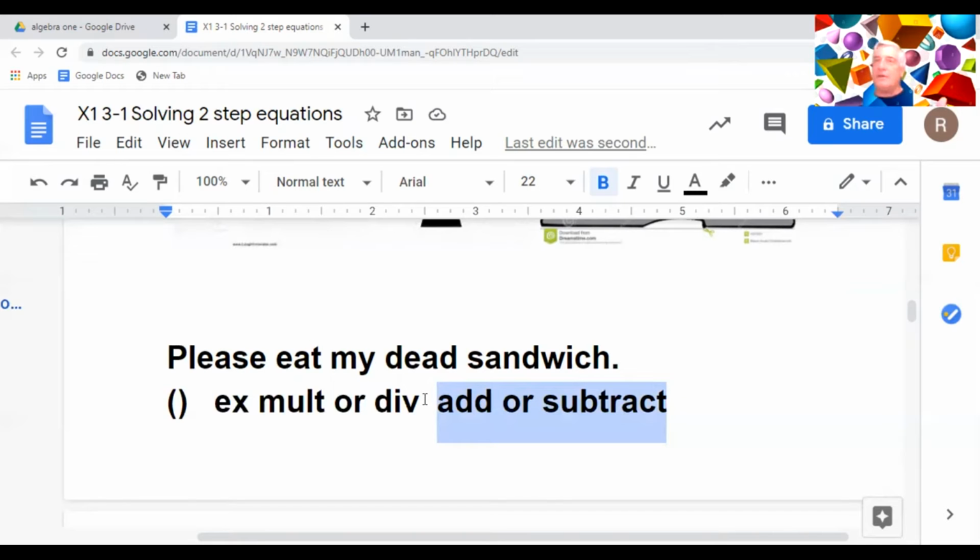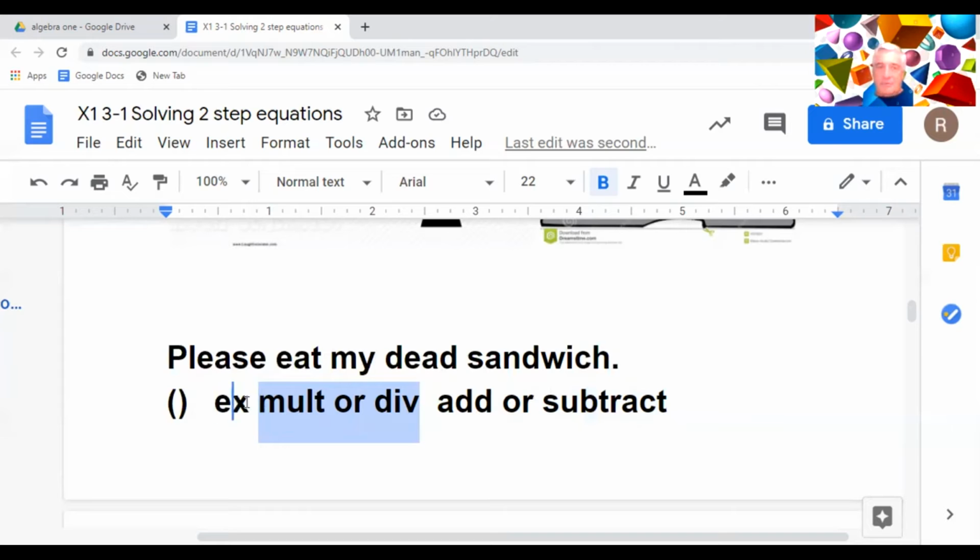How are we going to do that? We're either going to add or subtract. Then we're going to undo multiplication. We're going to multiply or divide after we add or subtract because we're going to take our shoe off, then our sock off. So the order of operations here is backwards.